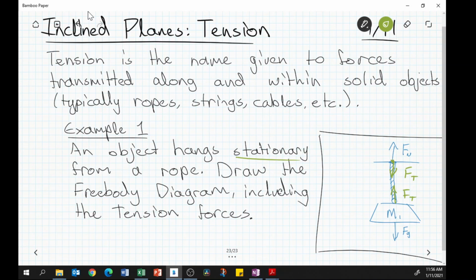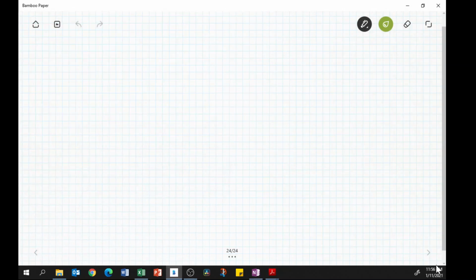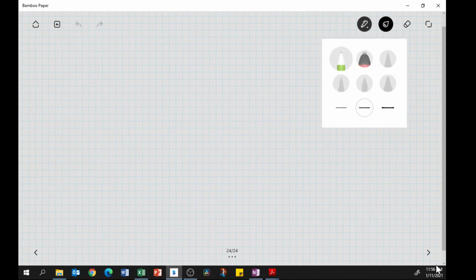All right, let's do an example where we are accelerating, just to show that we can calculate a tensional force even when we are accelerating. So example two for me in your books.